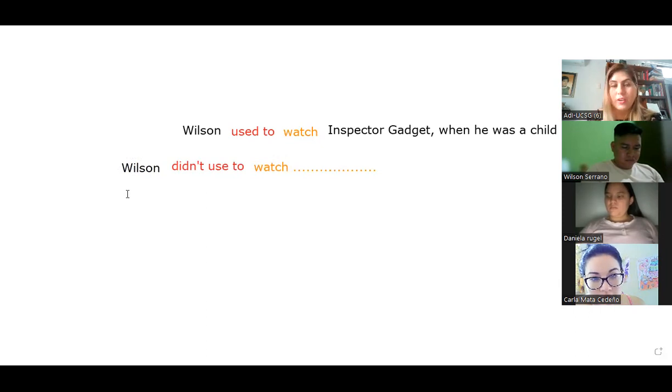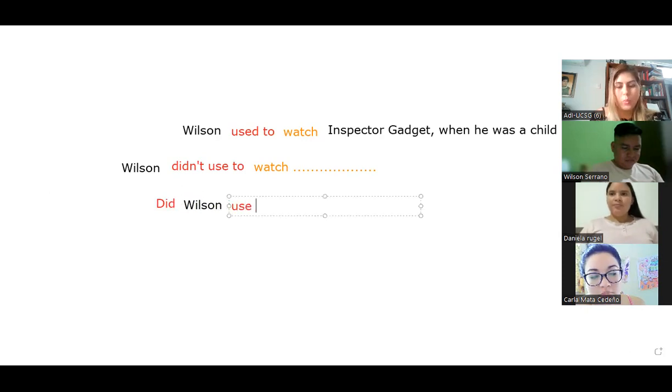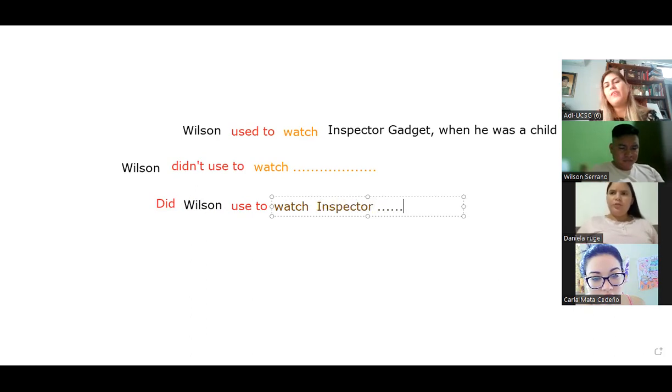Now, if it is a question, you will start with the auxiliary. Did, and then the other part. Did Wilson? And like you use did, the "use to" also is in present. Did Wilson use to watch Inspector Gadget when he was a child? Okay, and the rest is the same. Ask me questions. Do you have questions? No? Okay, so notice the three differences, yeah?